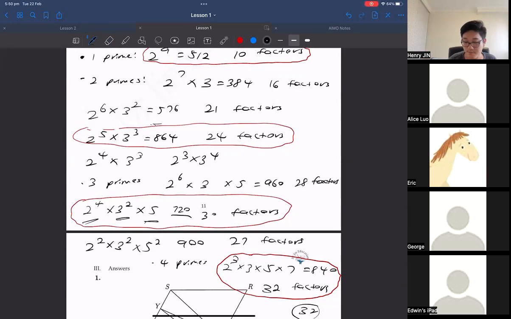So does anybody have any final questions about this? Okay. If not, let's go to lesson 2. Lesson 2 theory isn't hard, but there are a few questions which are quite tricky. All right, let's go to lesson 2 now. You guys can screenshot it if you haven't finished.